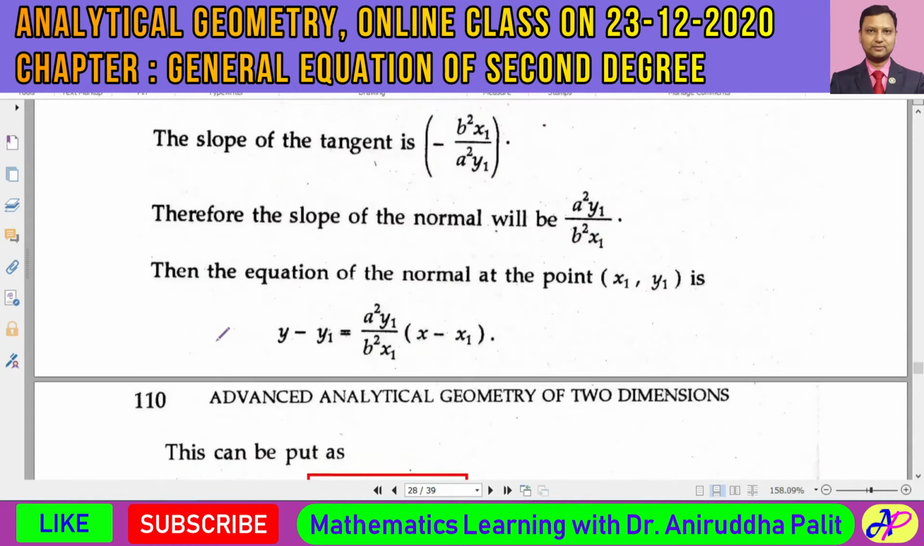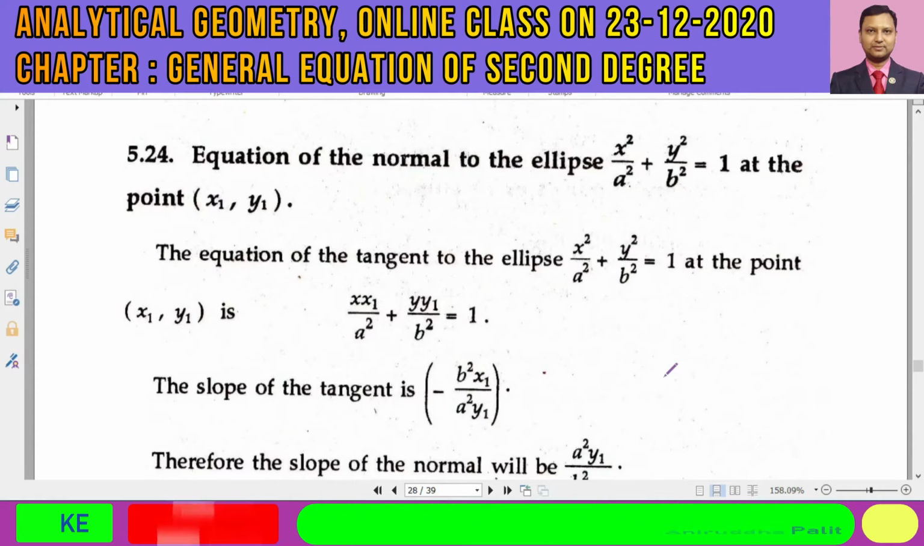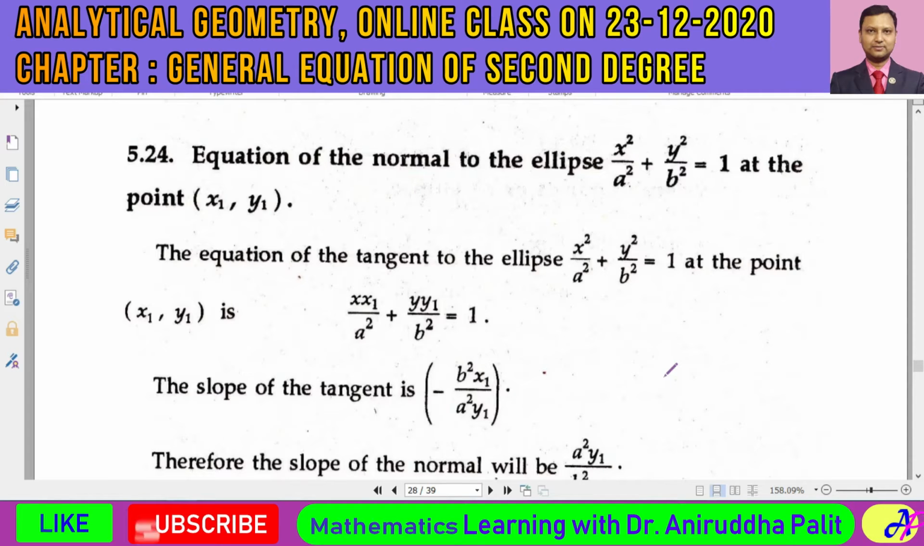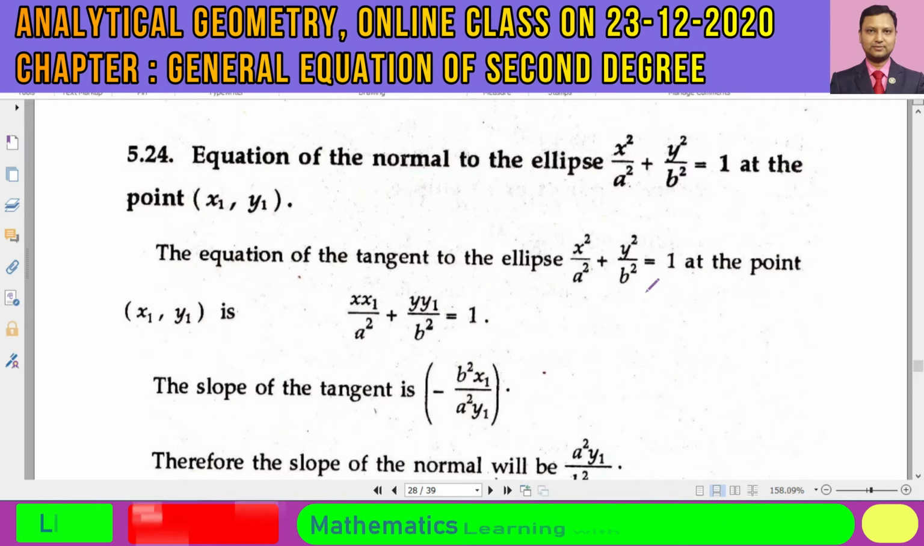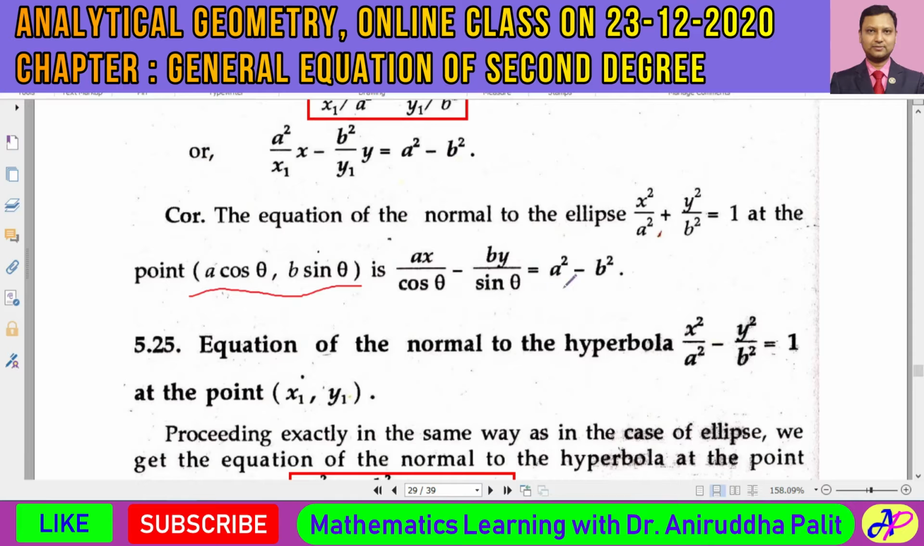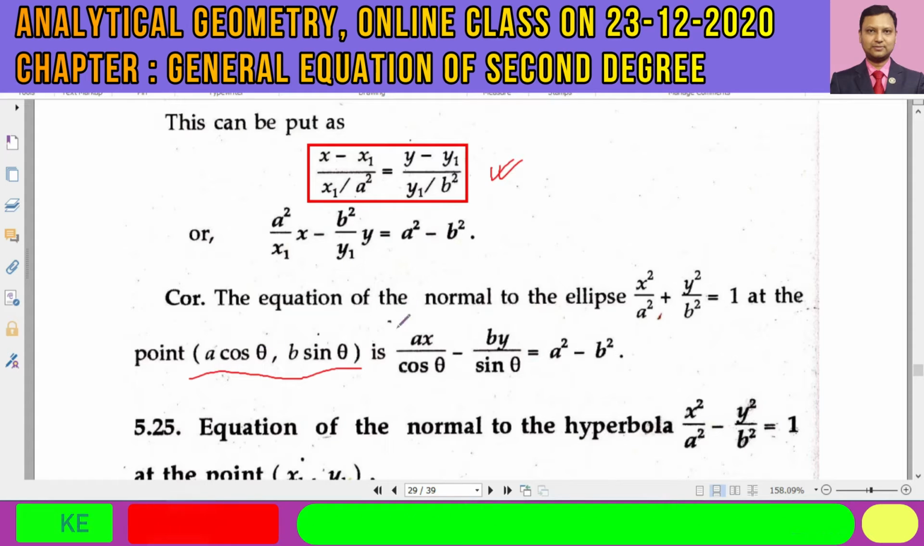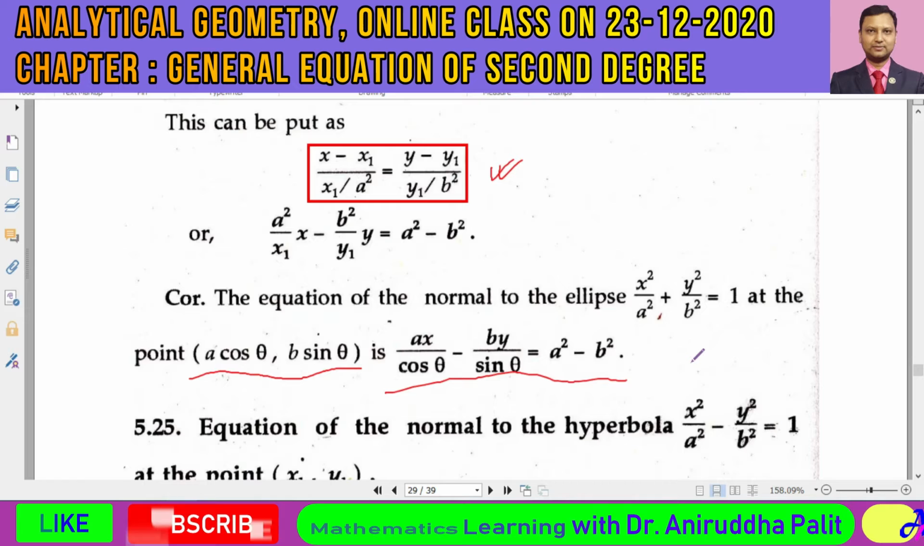Suppose in the case of an ellipse, x squared by a squared plus y squared by b squared is equal to 1. Just like at squared, twice at in the case of a parabola, there is a parametric representation of the ellipse as well: a cos theta, b sine theta. So any point can be considered as a cos theta and b sine theta, and we know how to compute the equation of the normal at the point x1, y1. Putting x1 equal to a cos theta and y1 equal to b sine theta, you will get the equation of the normal at the point a cos theta, b sine theta.